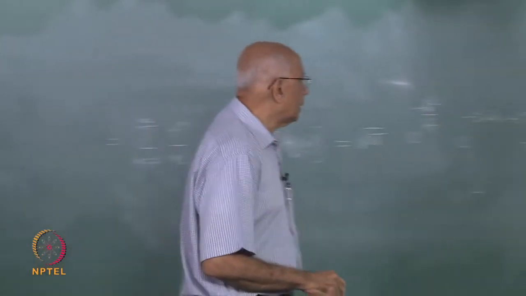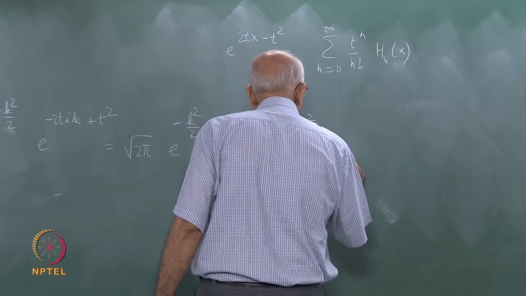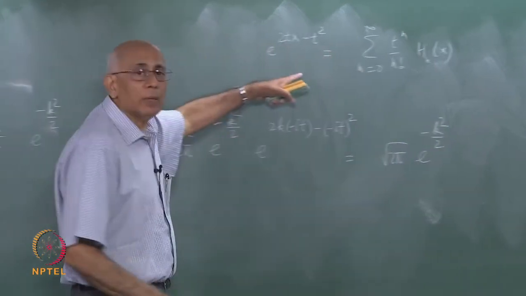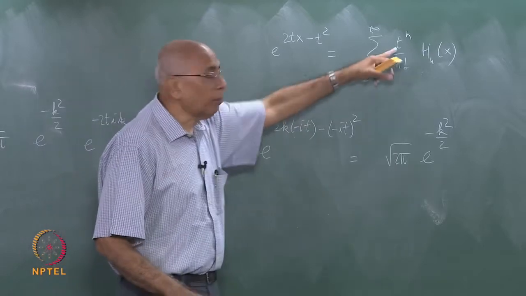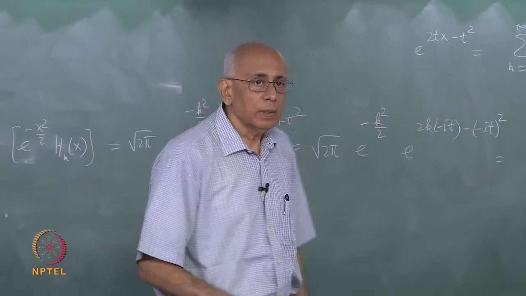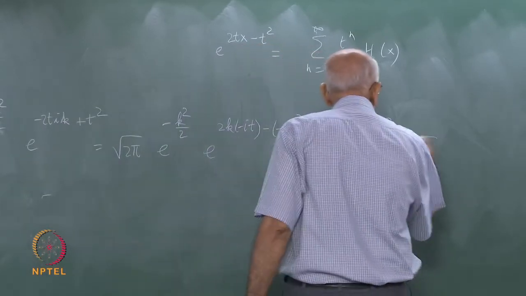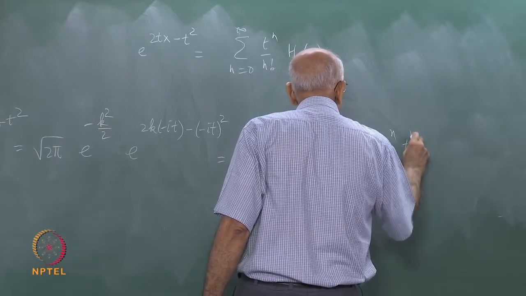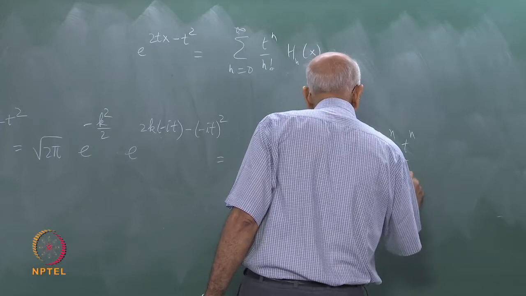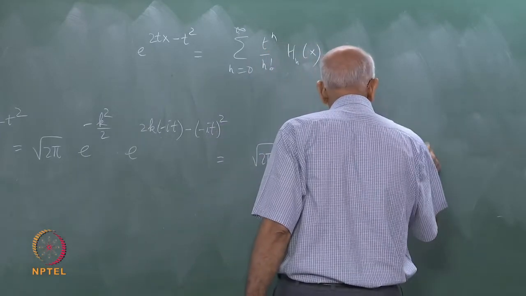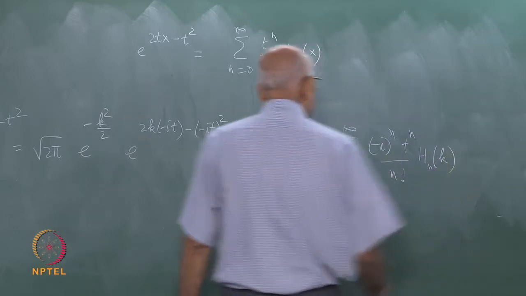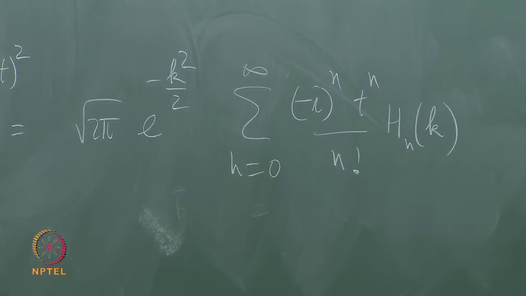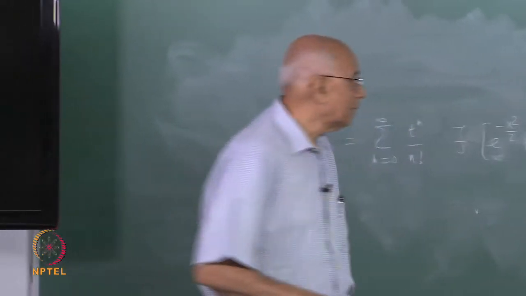Right? And that in turn is equal to square root of 2 pi e to the minus k squared over 2. And now let us use this formula once again. The fact that t is complex does not matter, we have already seen it is an entire function. So I replace t by minus it, and this becomes summation n equal to 0 to infinity minus i to the power n t to the power n over n factorial hn of k. Right? Okay, we are almost there.